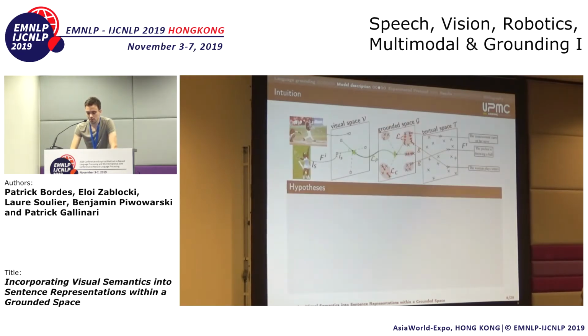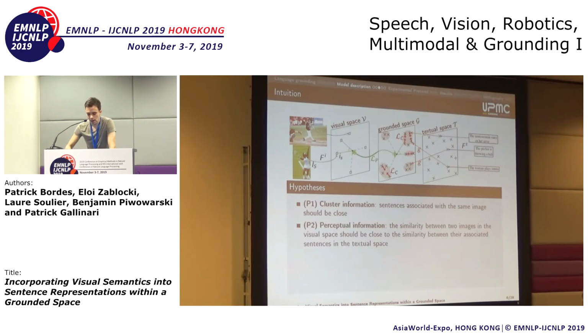From these very simple considerations, we can derive hypotheses. Since we have a quasi-infinity of sentences describing a given image, we impose that sentences should be close in the embedding space. We call this information the cluster information. Since sentences carry non-visual information, we don't want to project close images to the same points of the visual space, so we rather impose a constraint that the similarity between two sentences should be close to the similarity between their corresponding images, in their respective spaces.